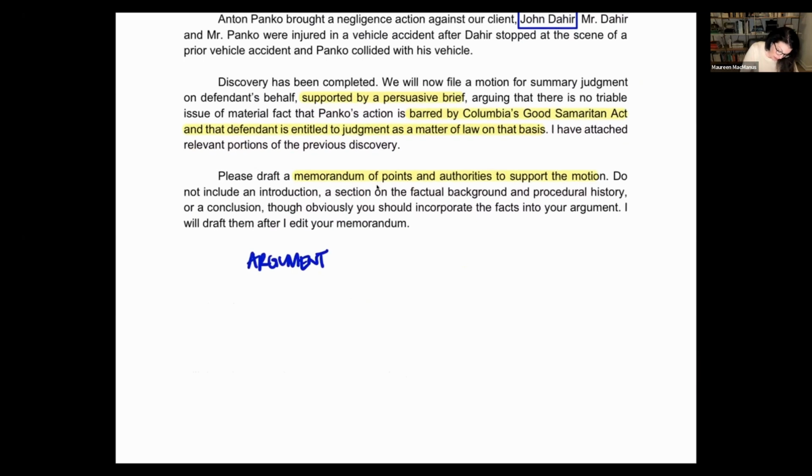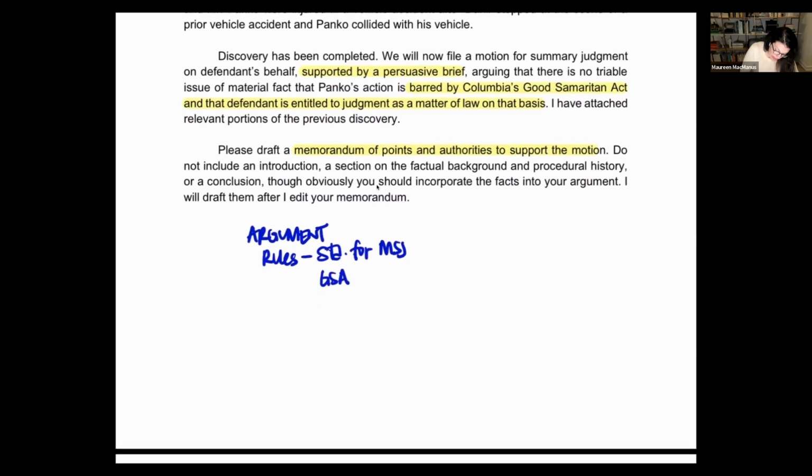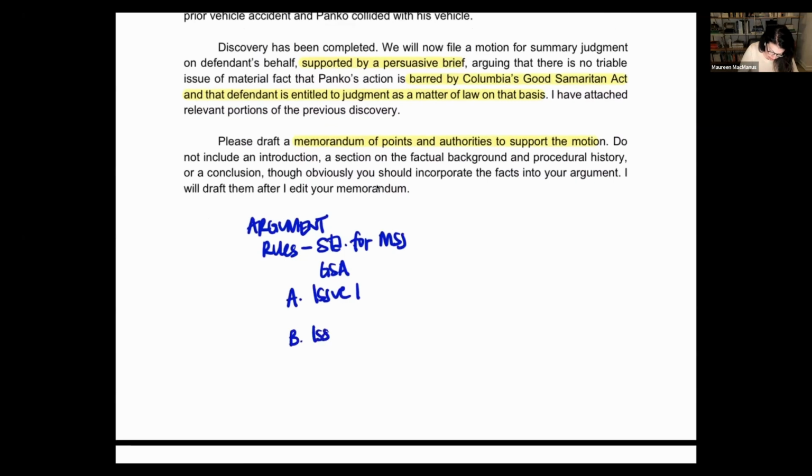I want to give my rules. So I'm going to give my standard for MSJ. And then I'm also going to give here the Good Samaritan Act. And then I would break it down. So like issue 1 under the Good Samaritan Act, issue 2, I don't know how many issues there are yet because I haven't gotten into the materials just yet. So issue 1, and then I would do issue 2, etc.